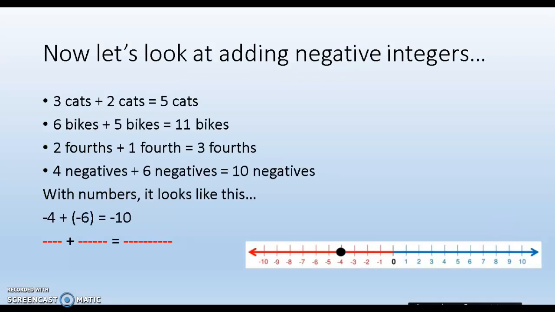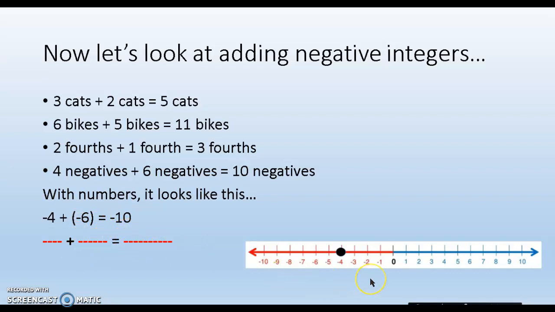Now let's look at adding negative integers. This is going to seem strange, but think of it this way. If we have 3 cats and 2 cats, we have 5 cats. If we have 6 bikes and 5 bikes, we have 11 bikes. When we learned fractions, we learned that 2/4 plus 1/4 would be 3/4. Negatives are the same way. 4 negatives plus 6 negatives would be 10 negatives. With numbers, it would look like this: a -4 would be 4 negatives, plus a -6, which would be 6 negatives, would equal 10 negatives.